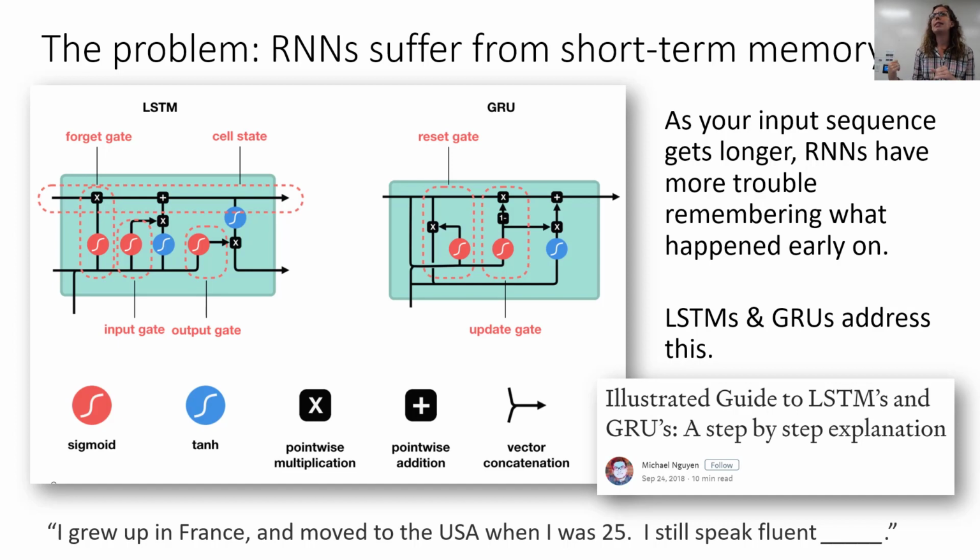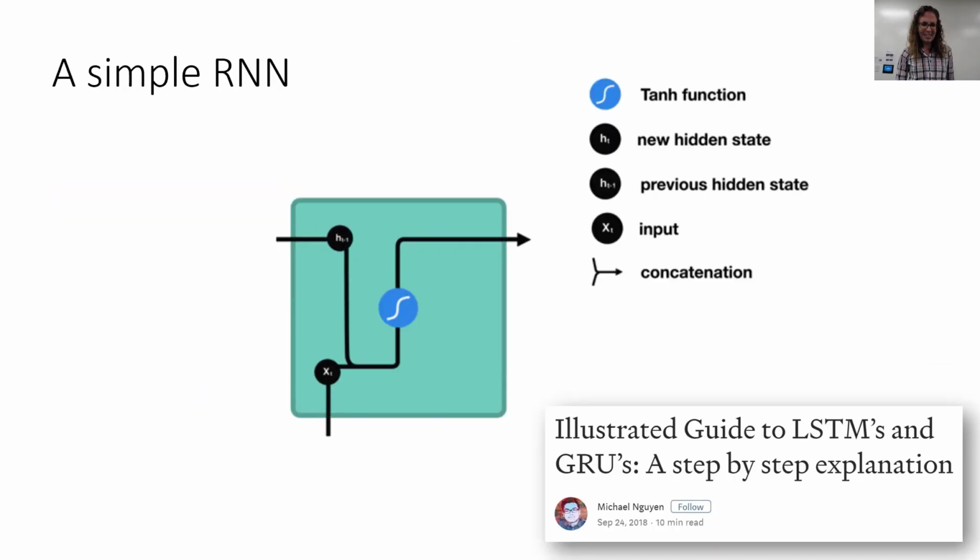And so both LSTMs and GRUs are solutions to this. You would typically use an LSTM or a GRU. LSTMs are much older than GRUs. They have more gates. Now, these diagrams are from a Michael Nguyen blog post, an illustrated guide to LSTMs and GRUs, which has really great illustrations.